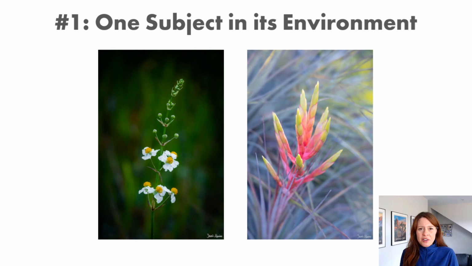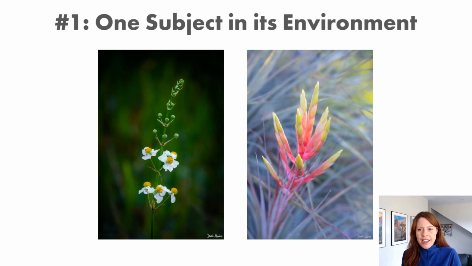So now I'm going to go through a lot of examples of how these 5 approaches play out. So this first example is one subject in its environment. And both of these photographs were taken in or around the Florida Everglades. And as you can see with these examples, this approach is really about showing off the star subject. So really focusing on that one thing and then showing it in its larger environment.